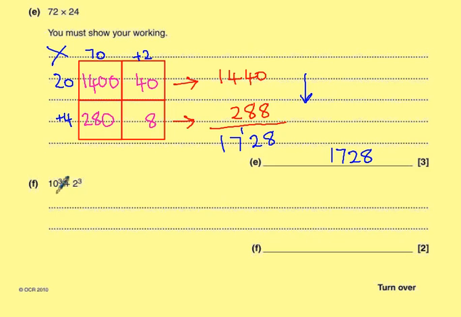Now part F says work out 10 cubed plus 2 cubed. Well, 10 cubed is 10 times 10 times 10 plus 2 times 2 times 2. 10 times 10 is 100, times by another 10 is 1000, plus 2 times 2 is 4, times by 2 is 8. So 1000 plus 8 is 1008.